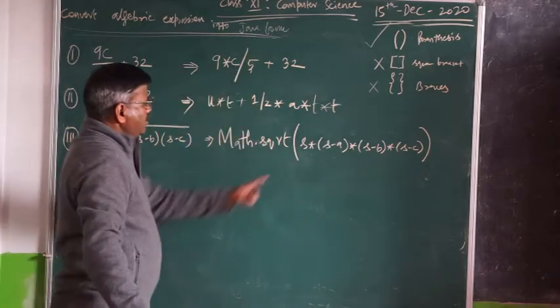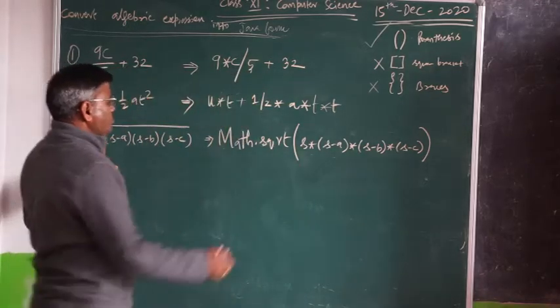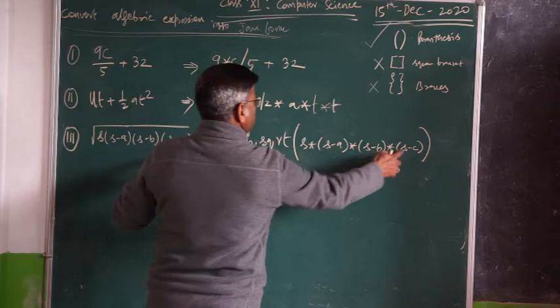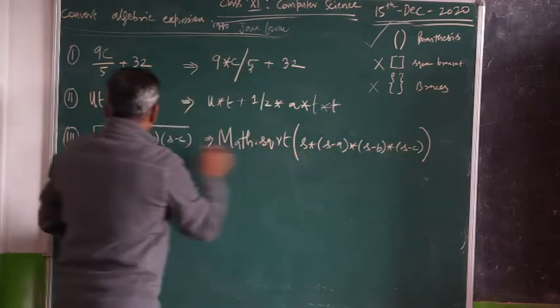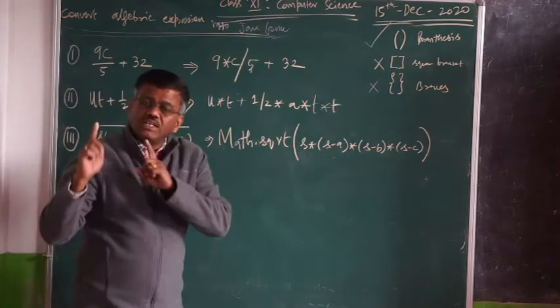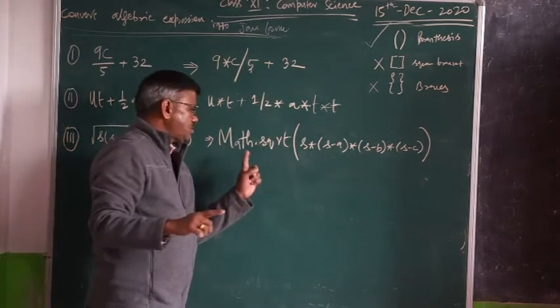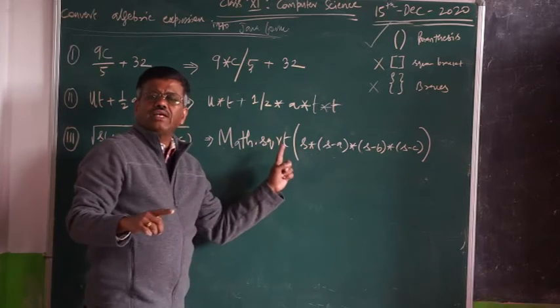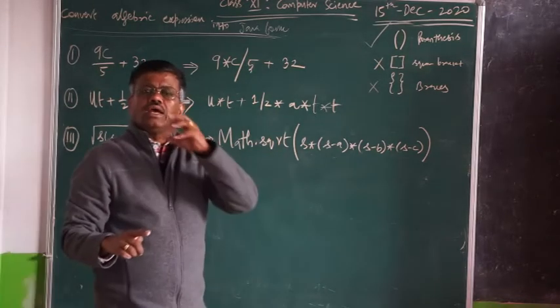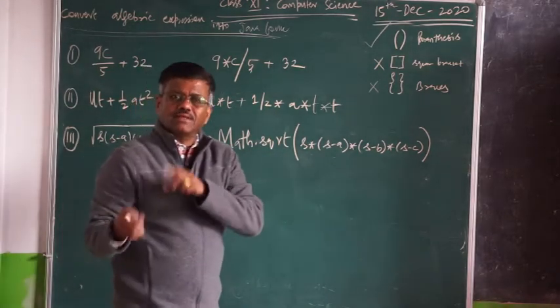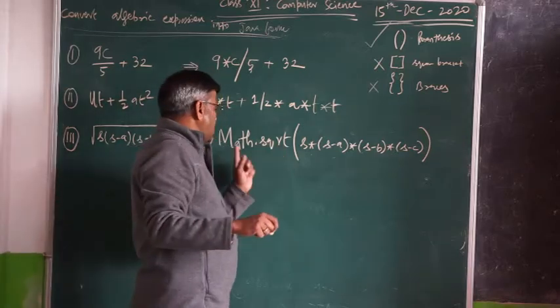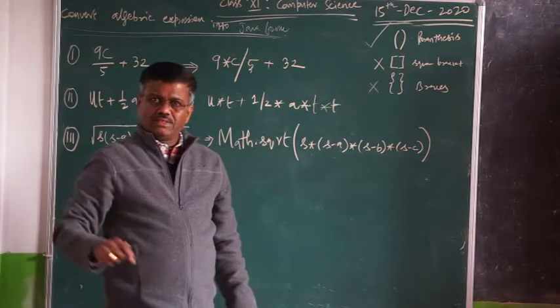Then it's all given: S into (S minus A) into (S minus C) into (S minus B), the whole lot is under a square root. Whenever there is a square root, you must write math.sqrt. What do you mean by SQRT? SQRT is a built-in, ready-made method which is there under a class called Math.